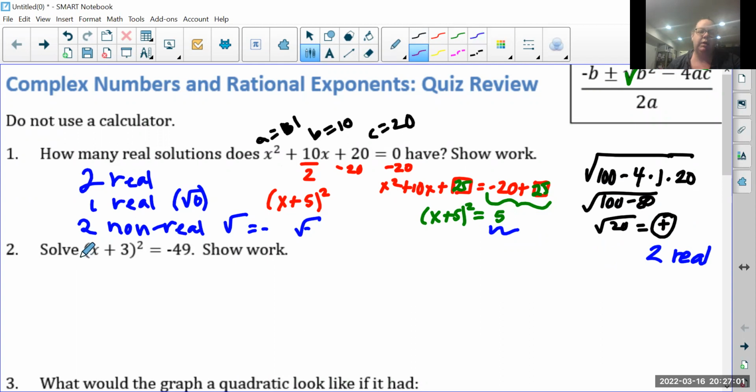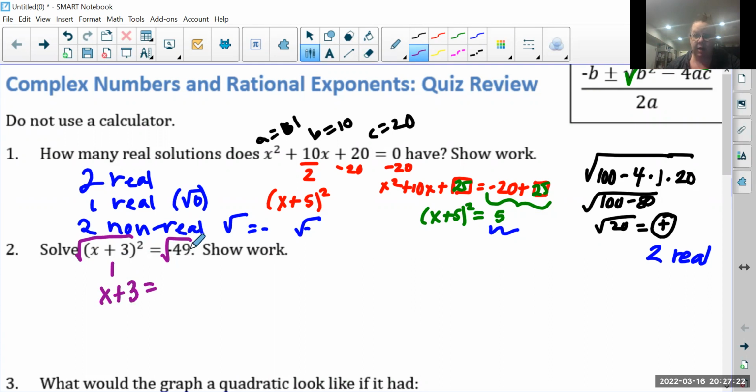Okay, let's move on to number 2. So this one's already set up with a square. We can't move the 3 because the 3 is inside with the square. So I need to get rid of the square. And hopefully by now, you know the square root and the square are inverse operations of each other. So the square and the square root, poof, go away. And x plus 3 is the only thing left on the left side.